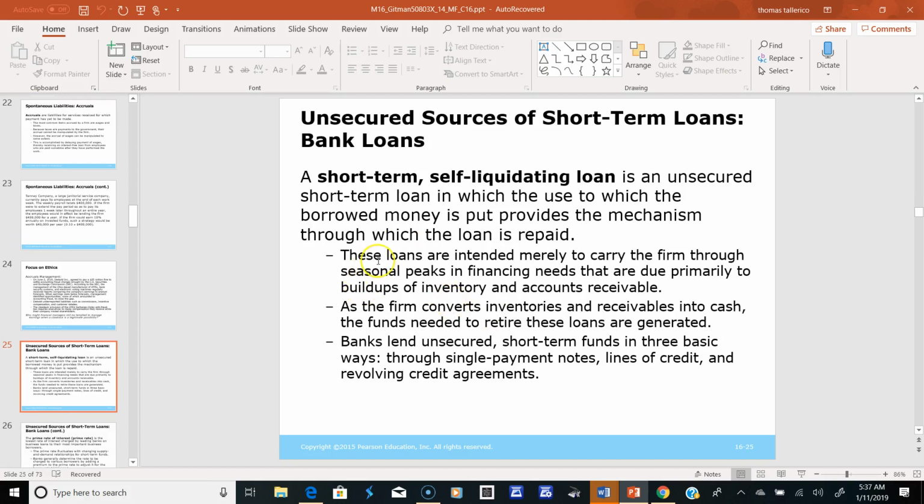All right, so there's a term here that's important. A short-term self-liquidating loan is an unsecured short-term loan in which the use to which the borrowed money is put provides the mechanism by which the loan is repaid.